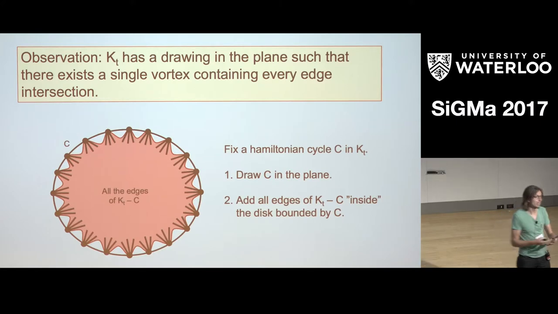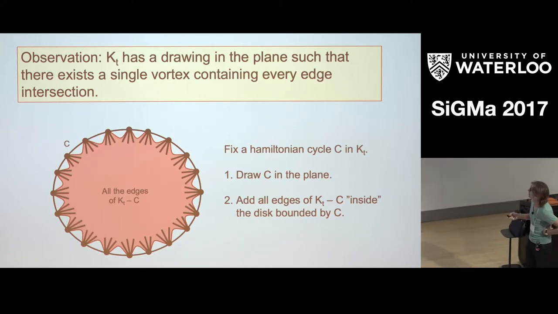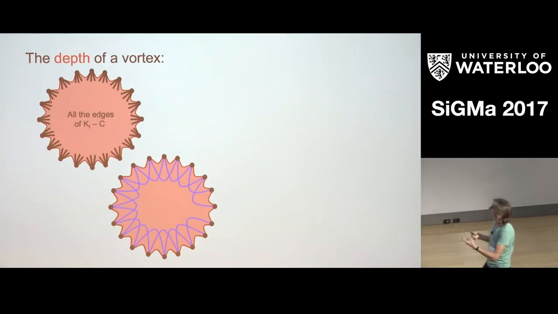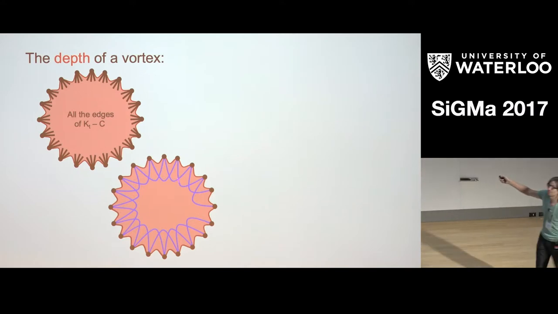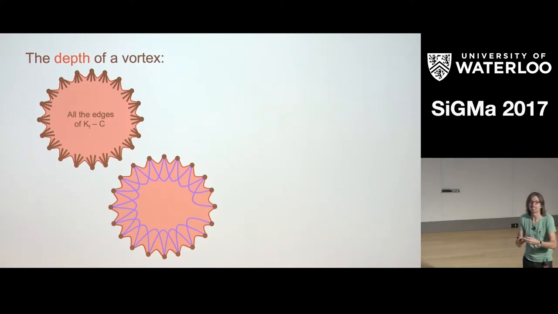Right. So I have a single vortex containing all the crossing edges. So I need to distinguish these two examples. This was the example I got by my planar graph with crosses along the top. And this was my example of K_t drawn. So I want to talk about the depth of a vortex.